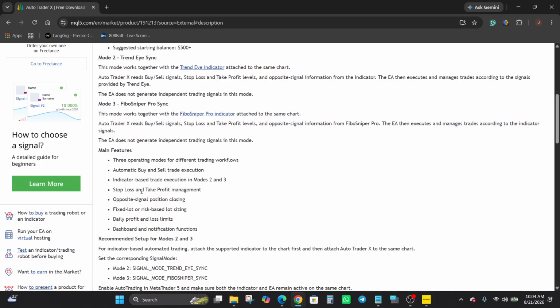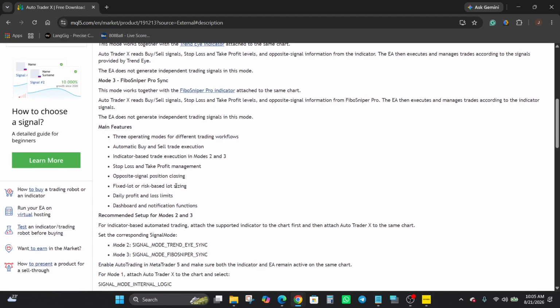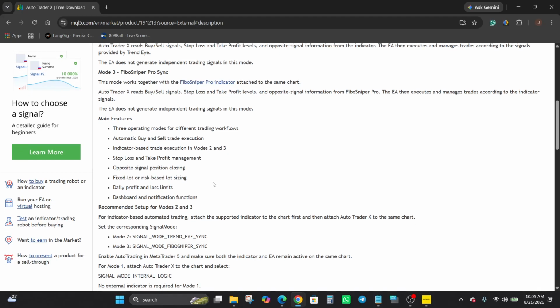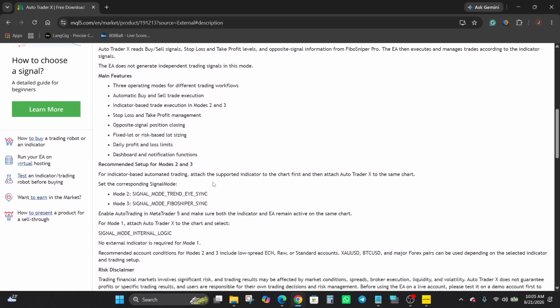Okay, so looking further down at the main features, the listing details built-in ATR-based stop loss and take profit management, opposite signal position closing, fixed lot or risk-based lot sizing, daily profit and loss limits, and a chart dashboard with notifications. All right, so features like risk-based lot sizing and daily profit and loss limits are worth paying attention to because they give traders direct control over capital preservation and daily drawdown exposure.